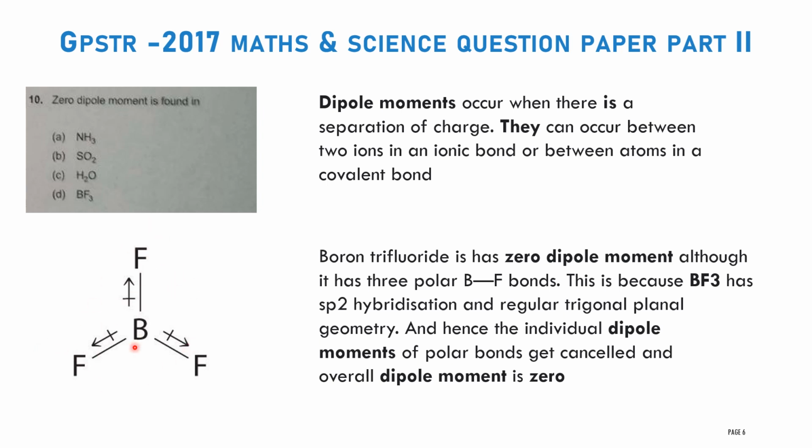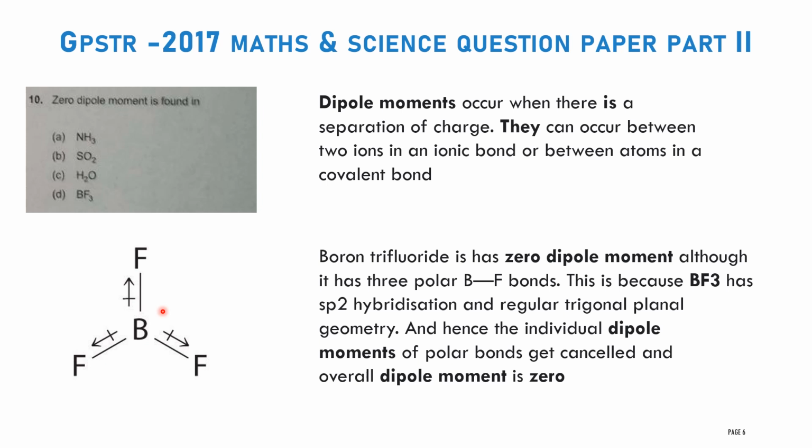Here one thing you can observe: the dipole moment of this upward polar bond and the dipole moments of these two side polar bonds cancel each other. Why do they cancel each other? This polar bond is pointing up, and these two are pointing down. When you sum up, the resultant dipole moment of these two downward fluorine atoms is cancelled by the upper one. The resultant will be zero. They cancel each other. Therefore BF3 has zero dipole moment.